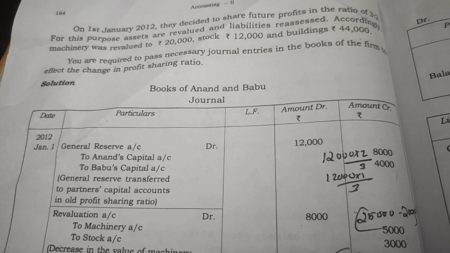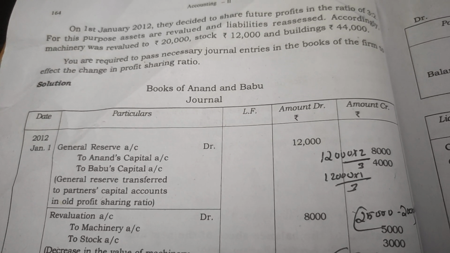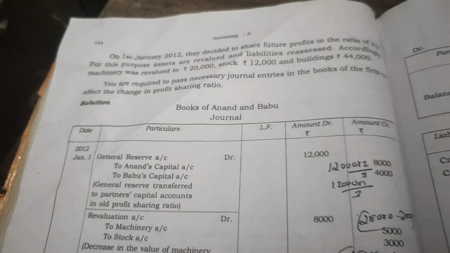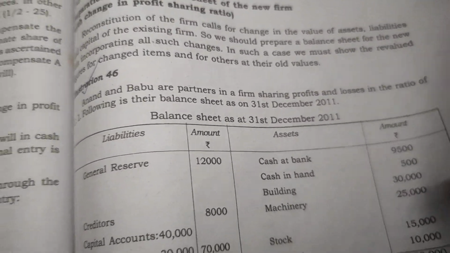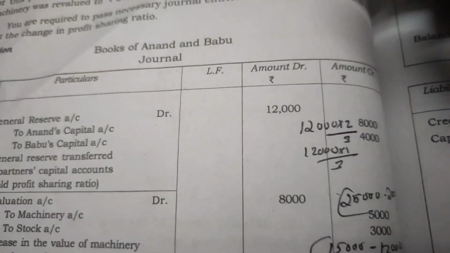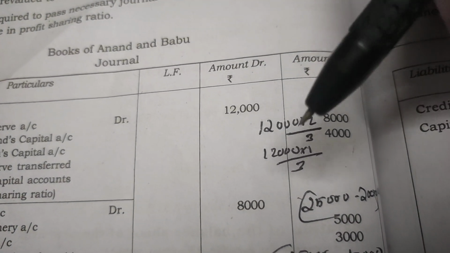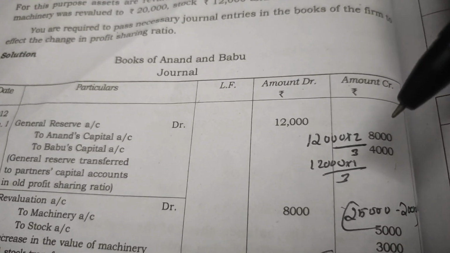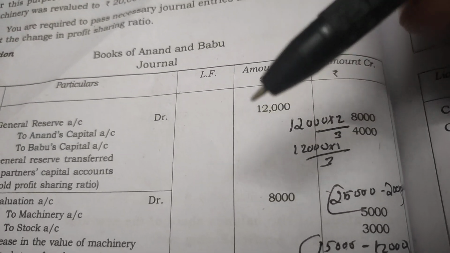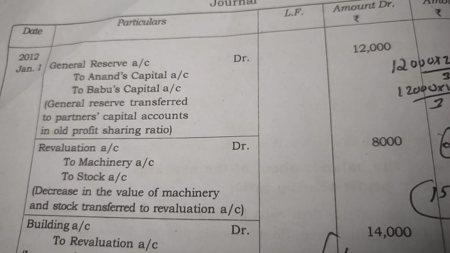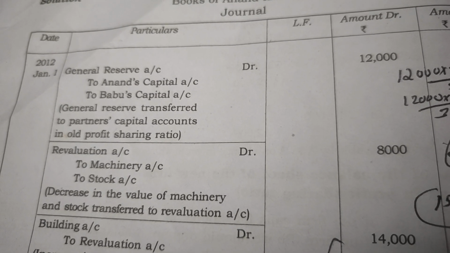The entry for this one is general reserve account debited. Partners are Anand and Babu, so to Anand's capital account, to Babu's capital account. The total amount of general reserve is 12,000. It is divided in the old ratio, that is 2:1. So 12,000 into 2 by 3 will be 8,000 for Anand and 12,000 into 1 by 3, 4,000 for Babu. The narration is general reserve transferred to partners' capital accounts in the profit sharing ratio.